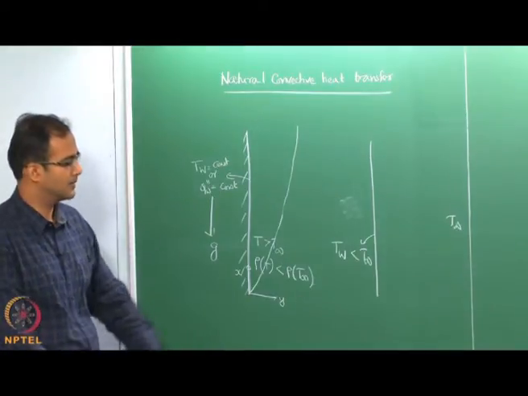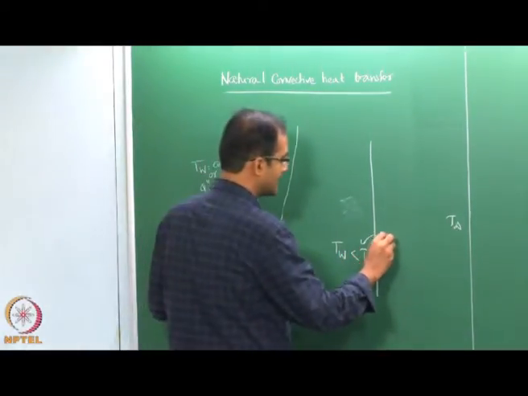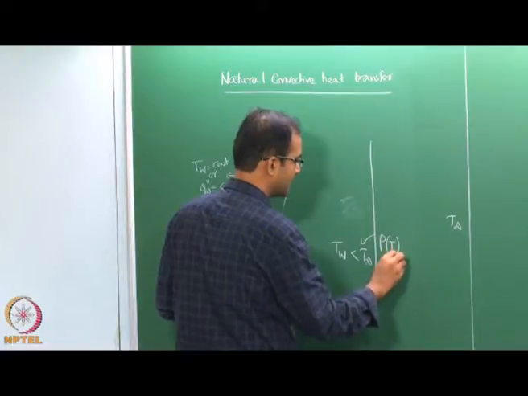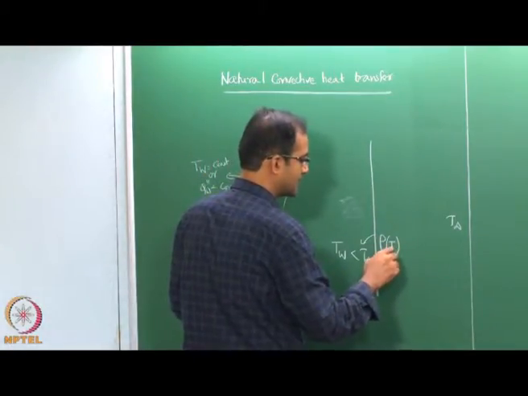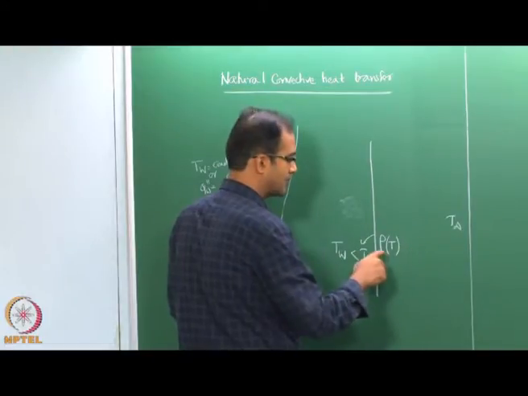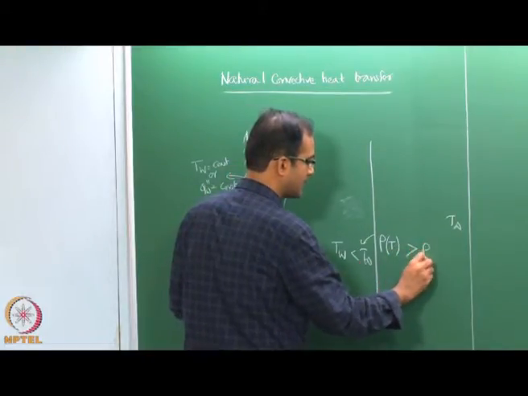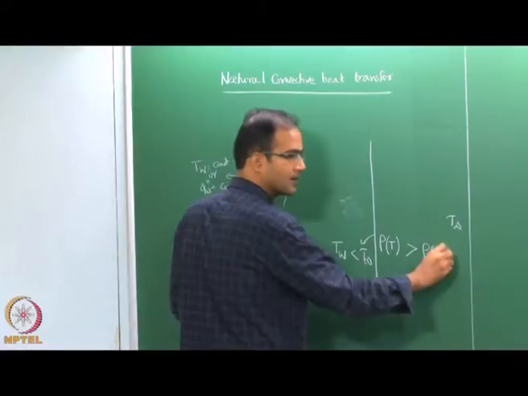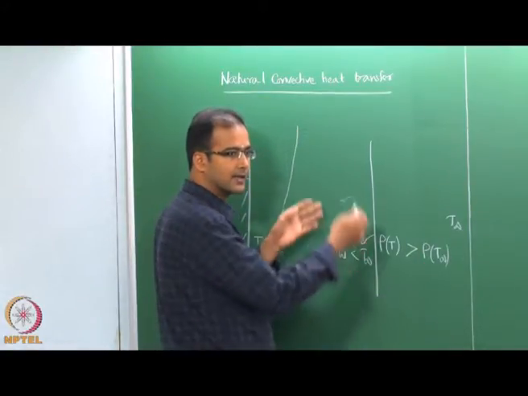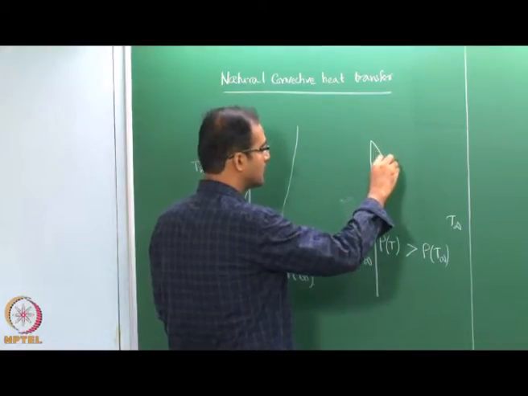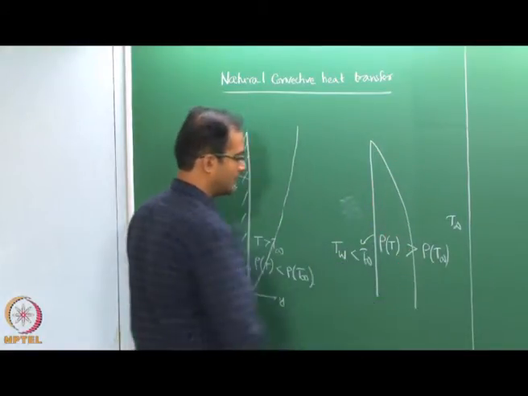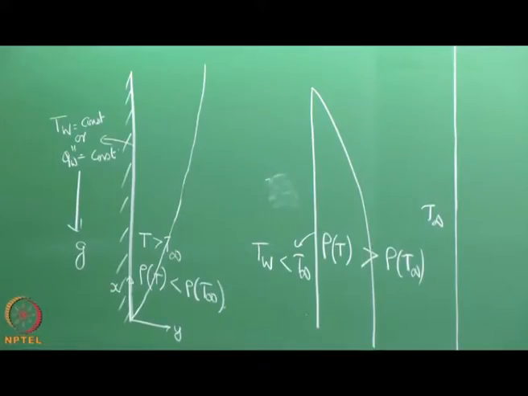So, what will be the direction of the boundary layer growth in this case? From top to bottom, because here the density will be a function of temperature which will be lower. So, this temperature is lower than T infinity, therefore, this density will be greater than rho at T infinity. So, essentially the heavier fluid has a tendency to go down, and therefore, you have a boundary layer in this case which essentially goes from top to bottom.